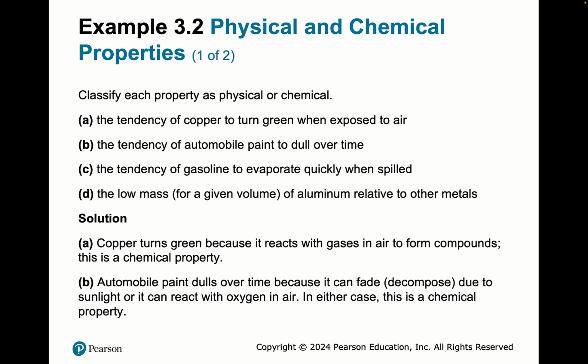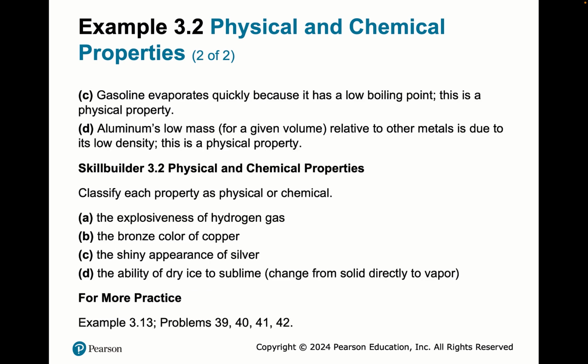Tendency of gasoline to evaporate quickly, that's a physical property. You're not changing the gasoline; it's going to a gasoline vapor. The low mass for the density: the density of aluminum, that's a physical property. You're observing the density of aluminum without changing it.